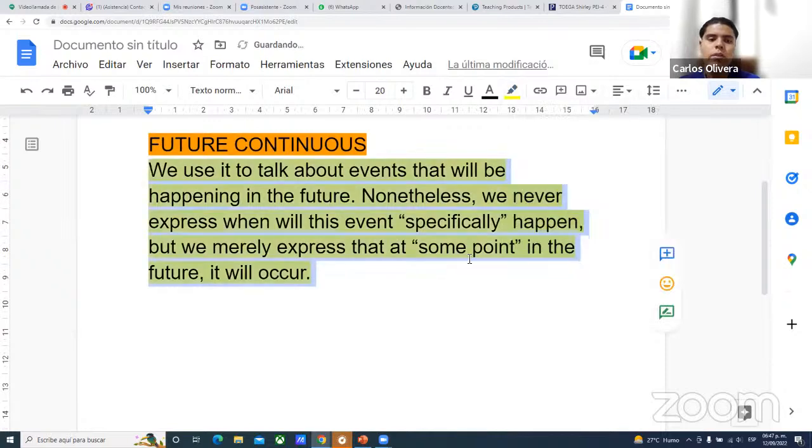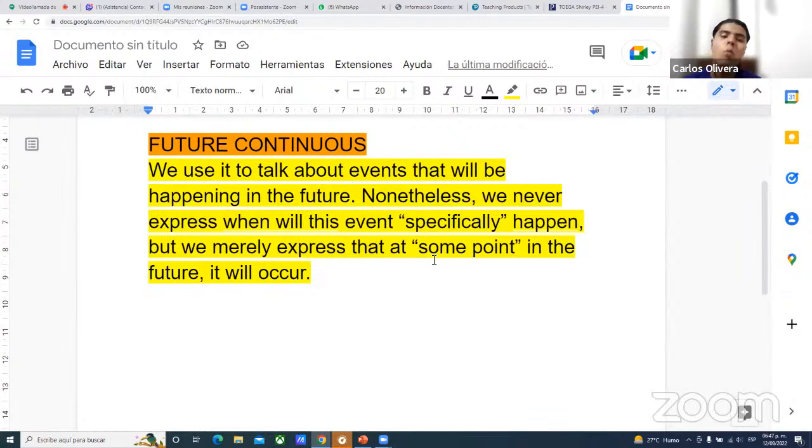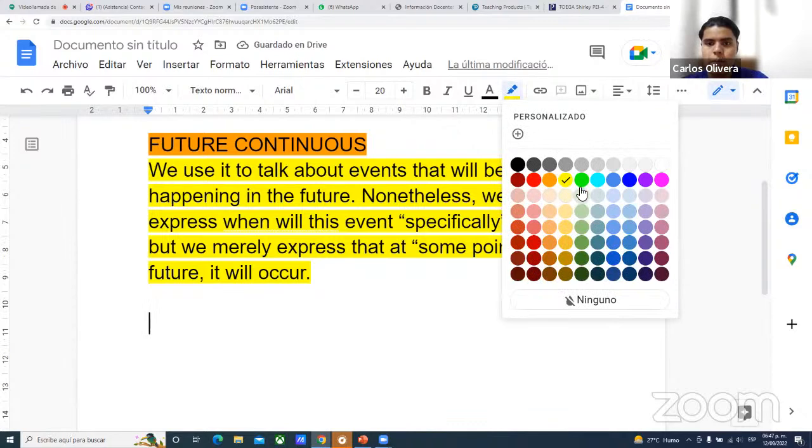Okay, so let's read this together. It says, we use it to talk about events that will be happening in the future. Nonetheless, we never express when this event will specifically happen. We never use specific time expressions, as I say, to make it noticeable. But we merely express that at some point, we don't know exactly when, in the future, it will occur. So what is the structure for this? We discussed this.